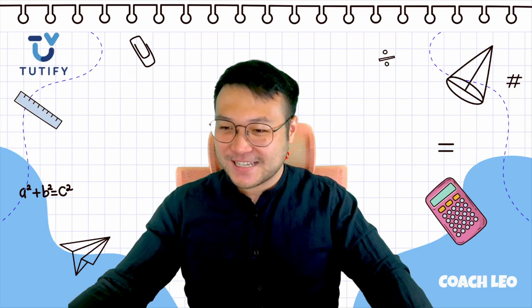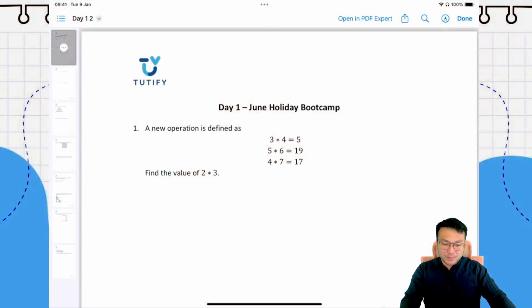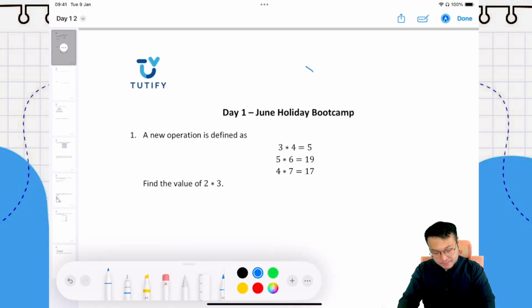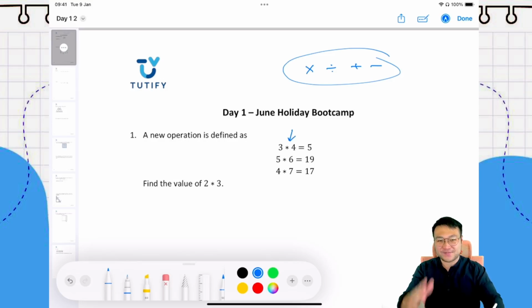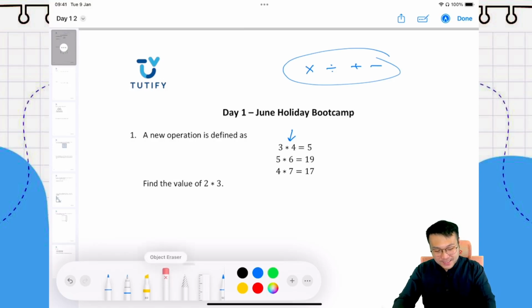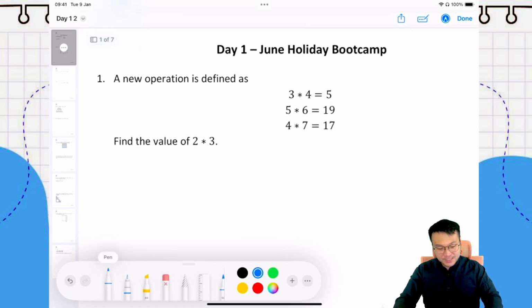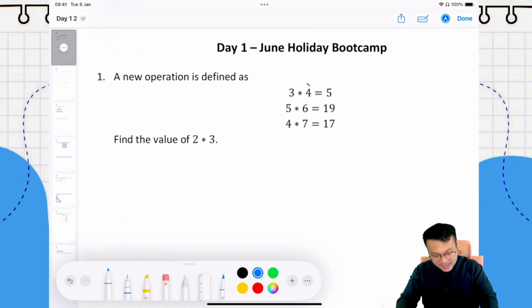So students, let's take a look at question number one. Now, this is a critical thinking question where you have to spot the pattern, right? Now, if you look at this, students, what are operators? Operators are plus, minus, times, and divide. We all recognize them, but now they're giving you a new operator that you have never learned before. So it is up to you to use your imagination and pattern spotting skills to see how it works.